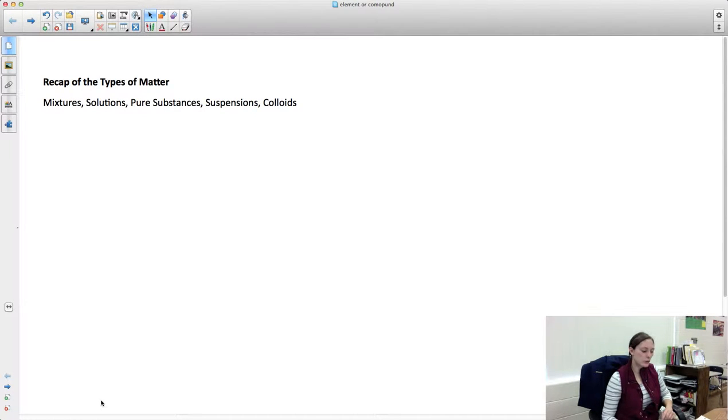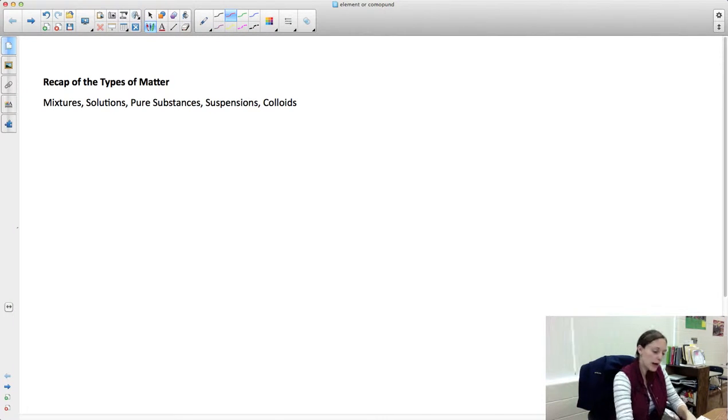Alright, this video is over elements and compounds, but the first thing we're going to do is recap the different types of matter that we looked at so far, and then we're going to look at where these new elements and compounds fit in with the rest of what we've seen before. So we're going to start out with kind of like a flow chart.